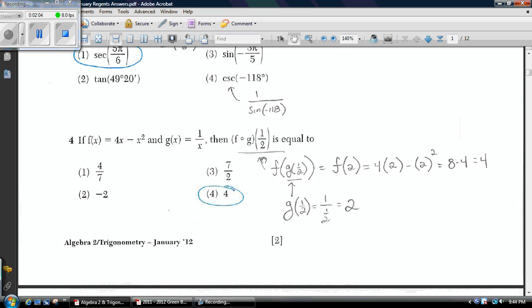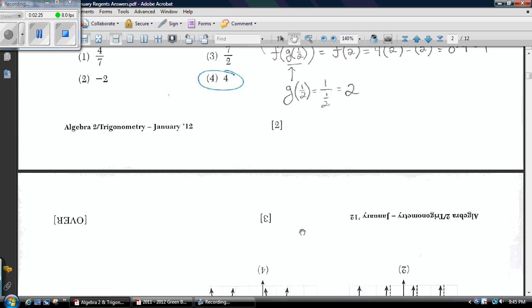This is a composition problem. Remember to rewrite this from right to left. This is f of g at a half. So g at a half goes inside. Find that first. Plug in a half for g. Turns out g at a half is 2. That means this quantity inside is really 2. Plug that in for f. Boom, 4.